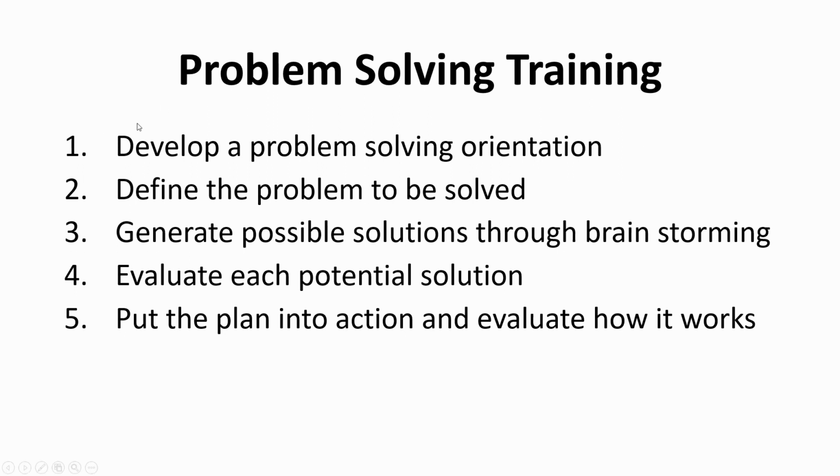So step 1 is developing a problem-solving orientation. Basically decide that you want to solve this problem. Step 2 is to define the problem that you're going to be solving. Step 3, generate possible solutions through brainstorming. Think about the problem and how you might solve it. Evaluate the potential solutions that you've generated, and then put the plan into action and evaluate how it works. This training category is a lot more specific to a very specific type of problems with problem solving, but since the textbook mentioned it, I figured I would include it again very briefly here.